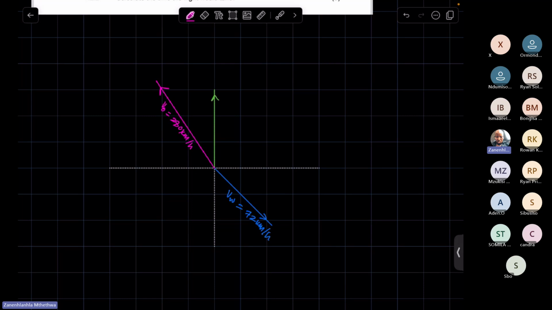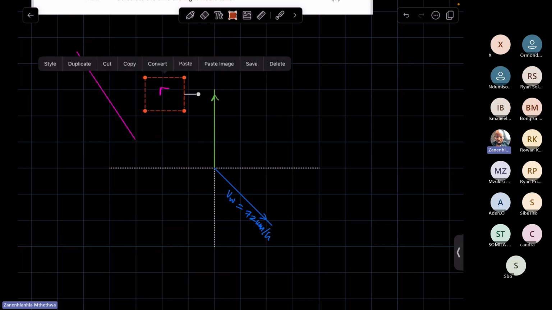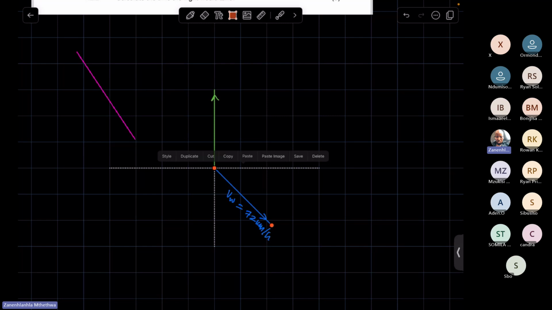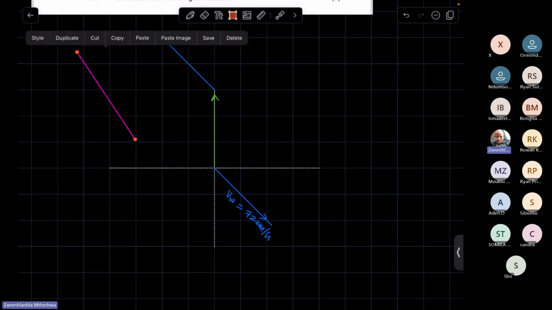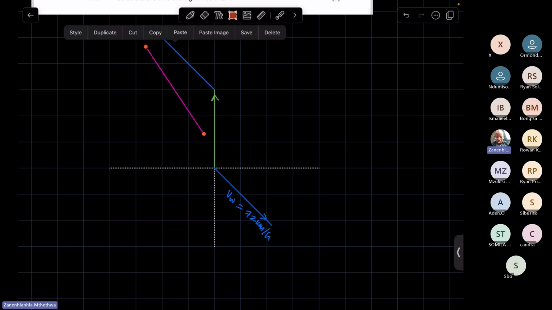Right. So now we complete our parallelogram. Completing the parallelogram. For this to be accurate, I'd first have to draw this one, because we know the magnitude as well as the direction of this one. Draw this one there. And then draw this one.